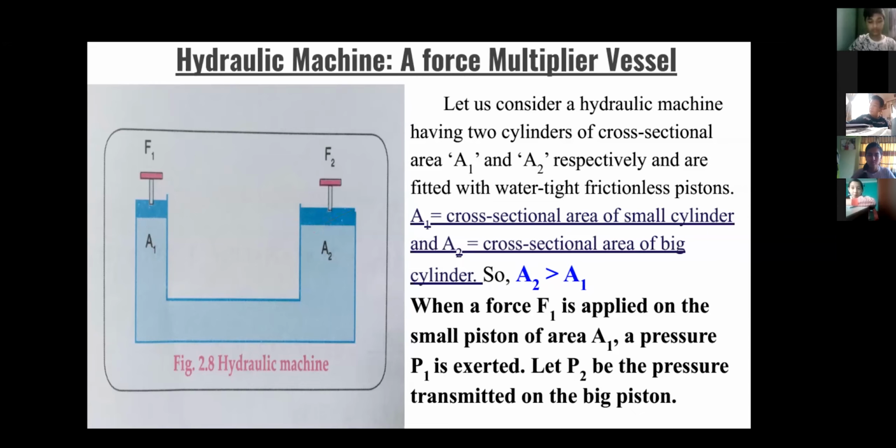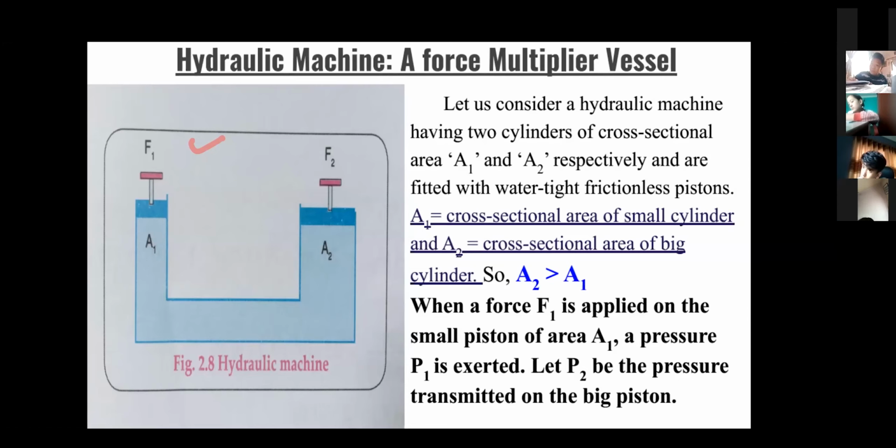A1 and A2 be the cross section area of small and big cylinder respectively, and the effort applied on small cylinder is F1 whereas F2 be the force exerted on big cylinder. We know that A2 is greater than A1, as the figure shows. When we design or manufacture the machine, we always have to fit or connect cylinders of different diameters. So A2, the area of the big cylinder, is greater than A1.